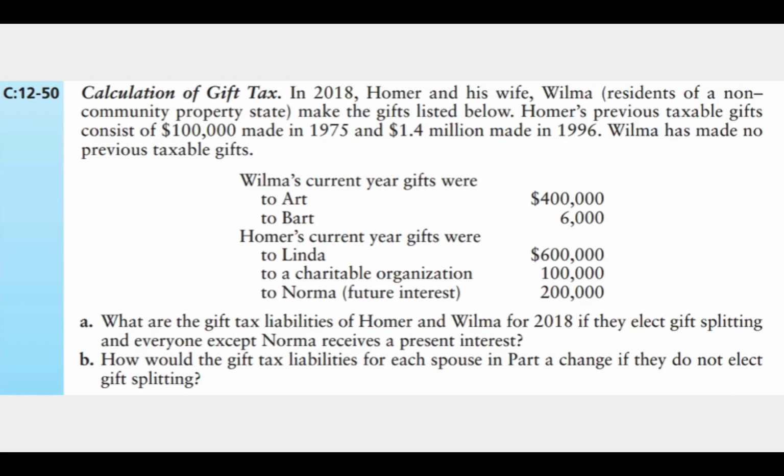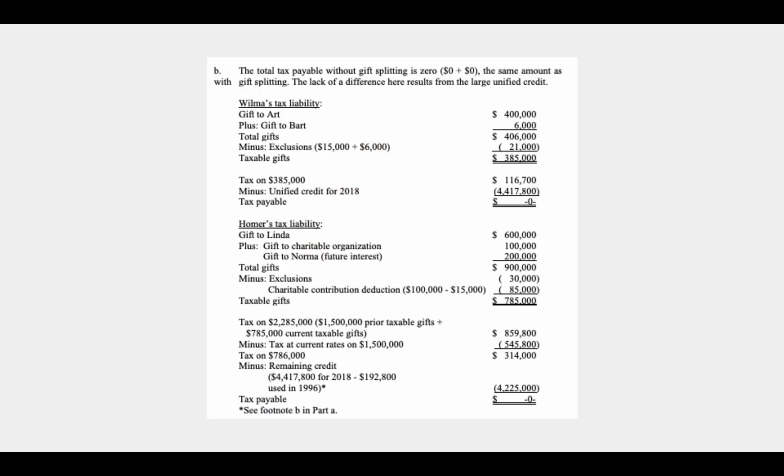Okay, Part B, how would the gift tax liabilities for each spouse in Part A change if they do not elect gift splitting? All right, so looking at B, we're not splitting gifts now. So we're just looking at the gifts that we made. So Wilma made a gift to Art of $400,000 and a gift to Bart of $600,000. Wilma gets an exclusion of $15,000 for the gift to Art and an exclusion of $6,000 for the gift to Bart, which excludes the whole thing.